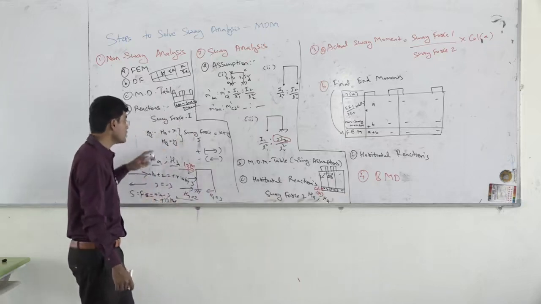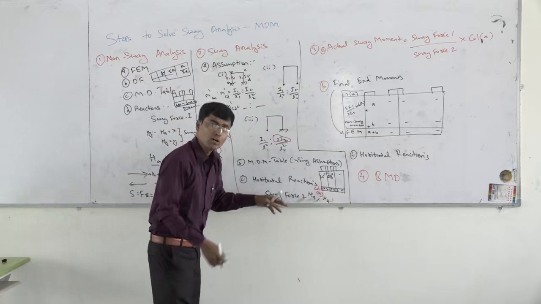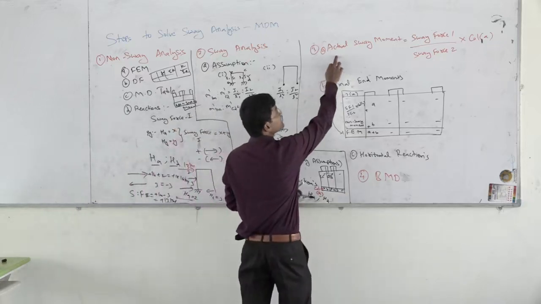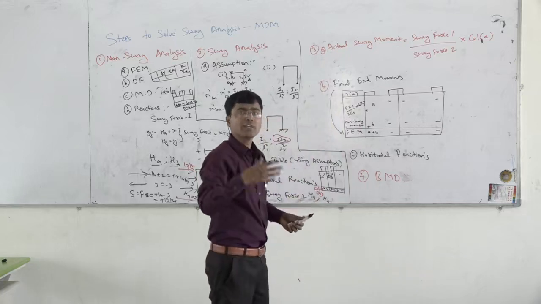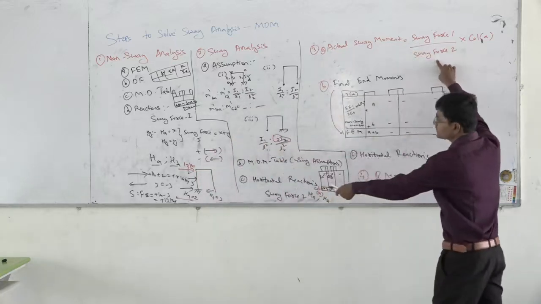Here we have sway force 1. This is my sway force 1. This is my sway force 2. Once we have sway force 1 and sway force 2, our third point is to find our actual sway moments. How can we find our actual sway moments? It is equal to sway force 1 by sway force 2.